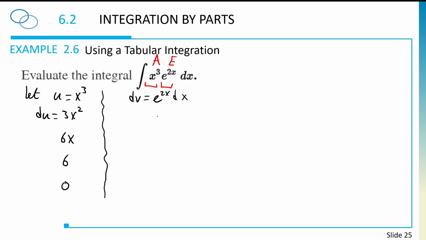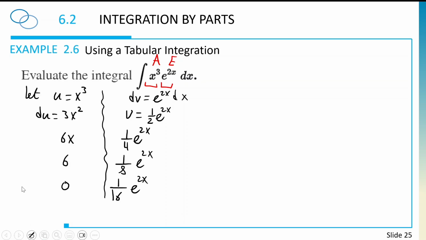Now what to do with the other one, the dv? For this column, I'm going to integrate, just like the normal way. So this is dv. One integration gives half e to the power of 2x. One more time, 1 over 4 e to the power of 2x. One more time. Now, when to stop? When I reach the same number of times as the differentiation; they should be equal to each other. So this is 1 over 16 e to the power of 2x.